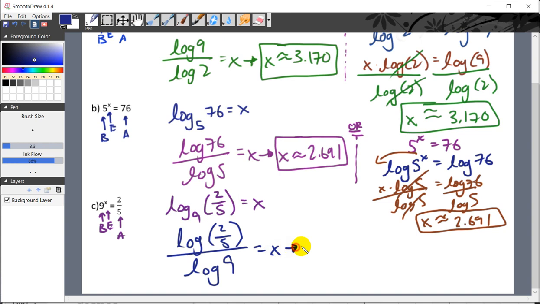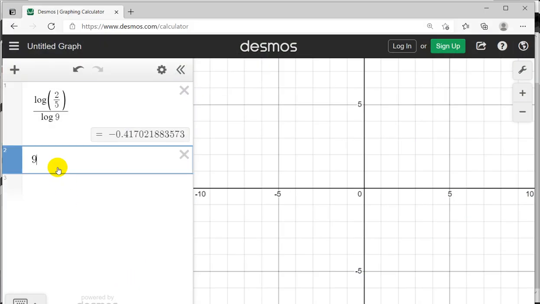So this is x is approximately negative 0.417. Okay, so that would be our answer. Now like I showed you earlier, let's try 9 raised to the negative 0.417. That's going to be about, yeah, 2/5 is basically 0.4.